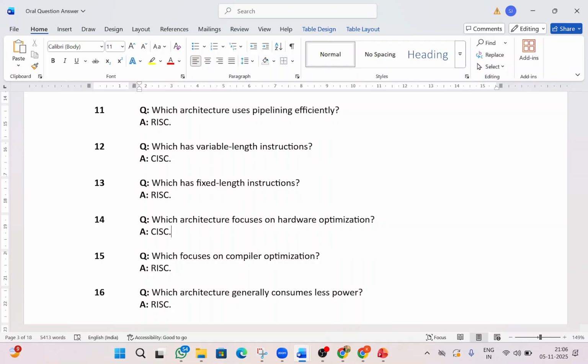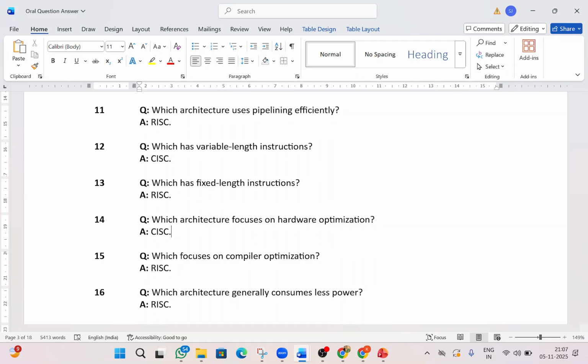Next question: which architecture focuses on hardware optimization? That is CISC. The complexity of CISC lies in the hardware, which handles complicated instructions internally through microcode. Okay, so the answer is CISC.